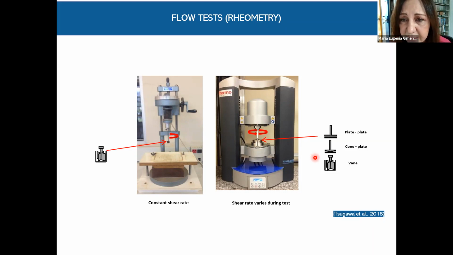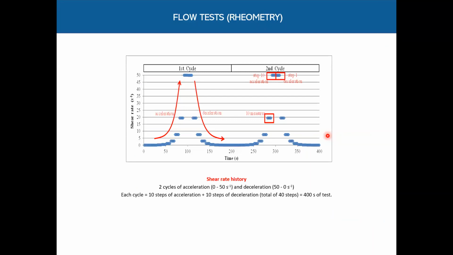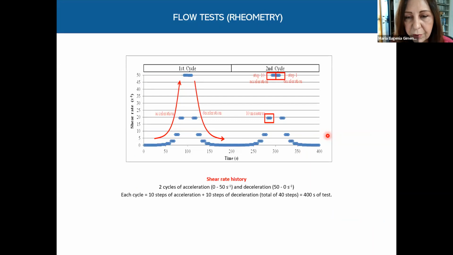We adopted the plate-plate geometry for the test, also called steel parallel plate. And for the sample preparation, the sludge was mechanically mixed for 1 minute at 2000 RPM before starting the test. Here is the shear rate history for the flow tests we used. You see that there are 2 cycles of shear rate acceleration and deceleration.